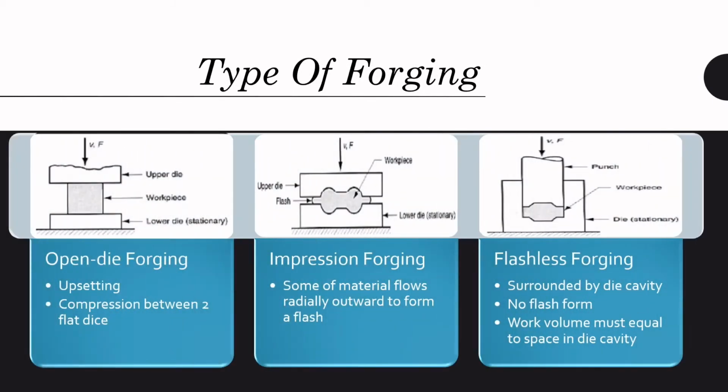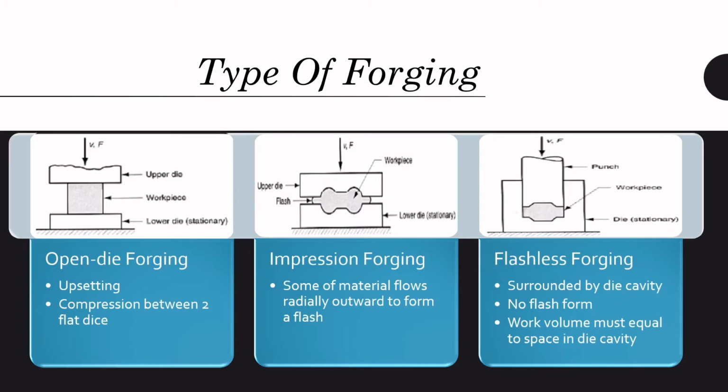So, what are the types of forging? There are three types of forging. The first one is open die forging, also known as upsetting. The workpiece is compressed between two flat dies, as you can see in the picture above.